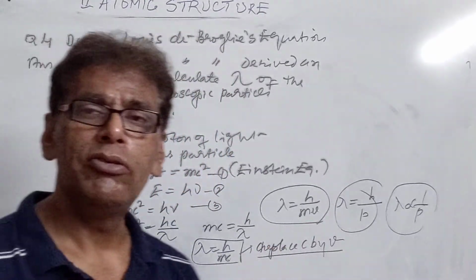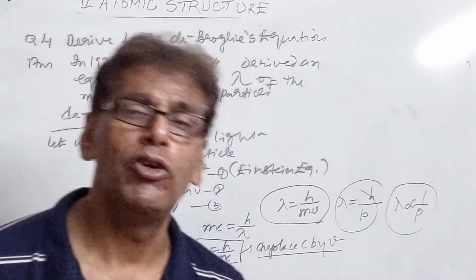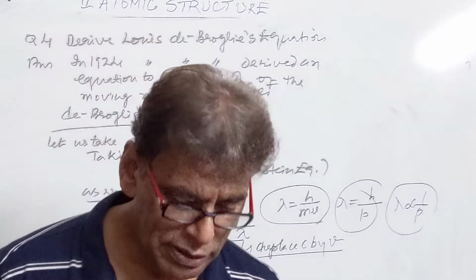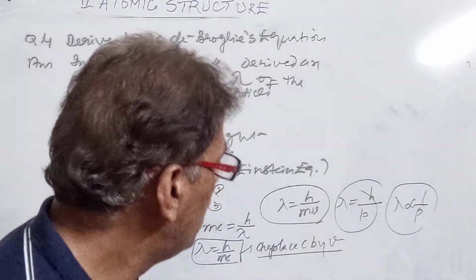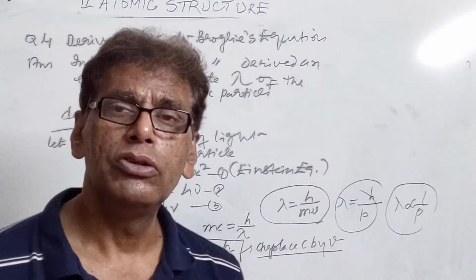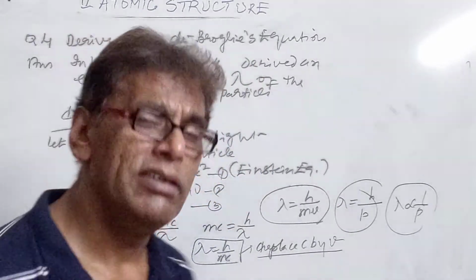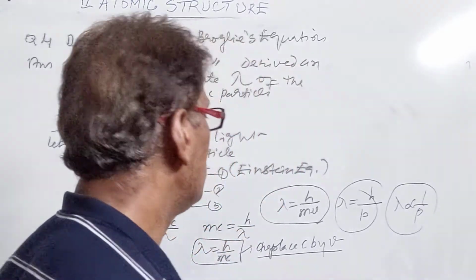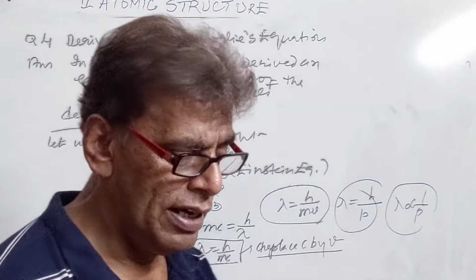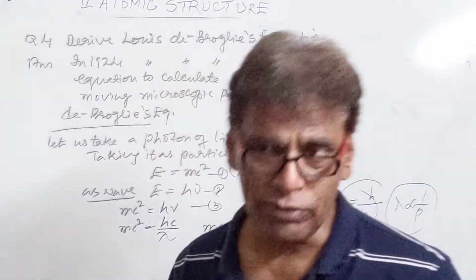So this is the new development where a wave is associated with moving lighter particles, not with heavier particles. If we say a bus is moving with a wave, it is not true, because that wave cannot be seen. It is negligible in that case, because the momentum factor increases appreciably. So this is the derivation of the de Broglie equation.